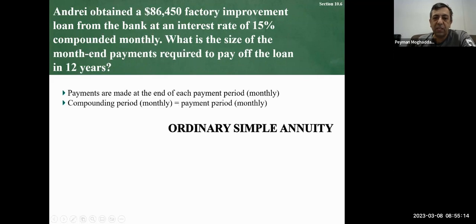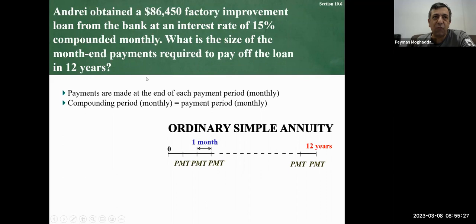So now we know that this is ordinary simple, then we need to use the equation for ordinary simple annuity. Okay. So what we're going to do, we have to find I, we have to find N, and we already have PV. We need to know what's a PMT, right? So what is I? I is going to be J divided by compounding frequency, 15 divided by 12, right? And N is going to be the total number of payments.